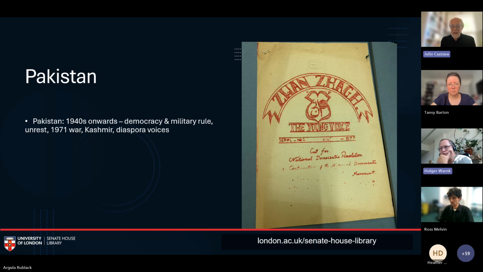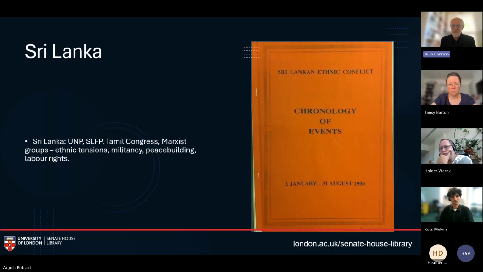Materials from Sri Lanka cover both Sinhalese and Tamil political organizations, including the United National Party, Sri Lanka Freedom Party, Tamil Congress, and various Marxist and Trotskyist groups. Key political themes include the post-independence state structure, the escalation of ethnic tensions, and the rise of Tamil militancy.